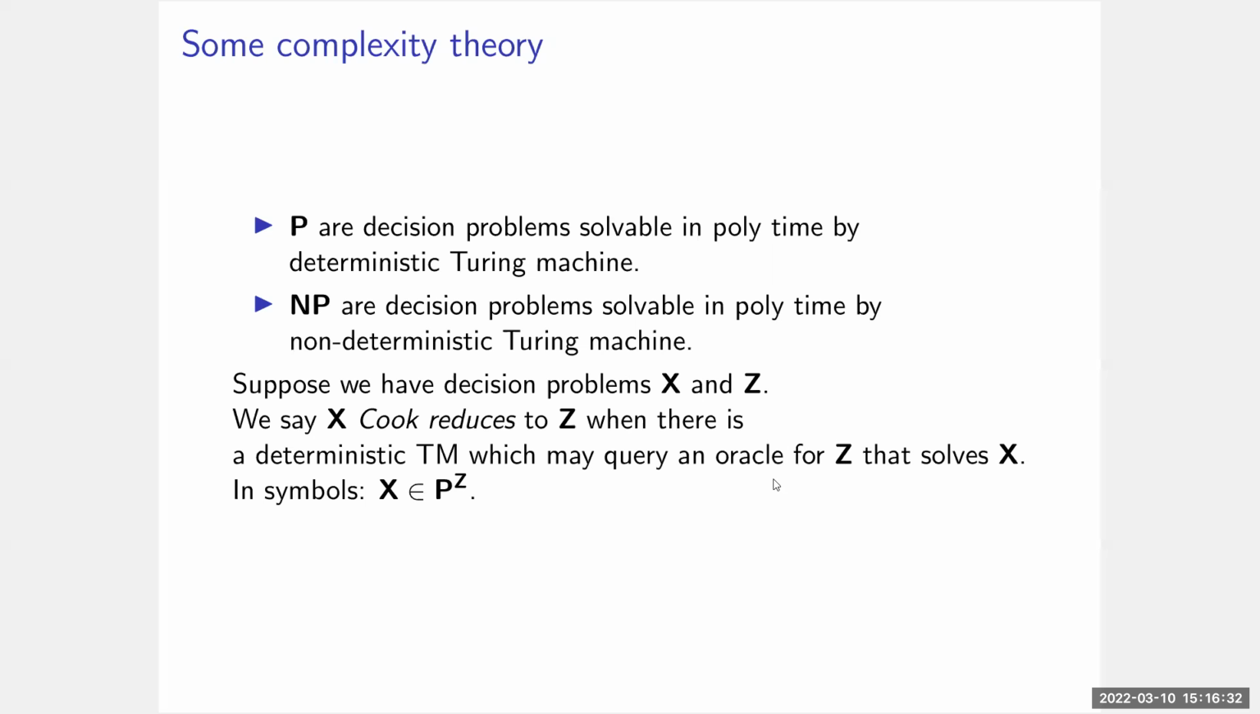So this means that X is simpler than Z, because if we have access to something that can solve Z, we can solve X. And in symbols, we would write X in P to the Z, because we have a polynomial time Turing machine with a Z oracle. So an oracle, you write like this, with superscript notation.